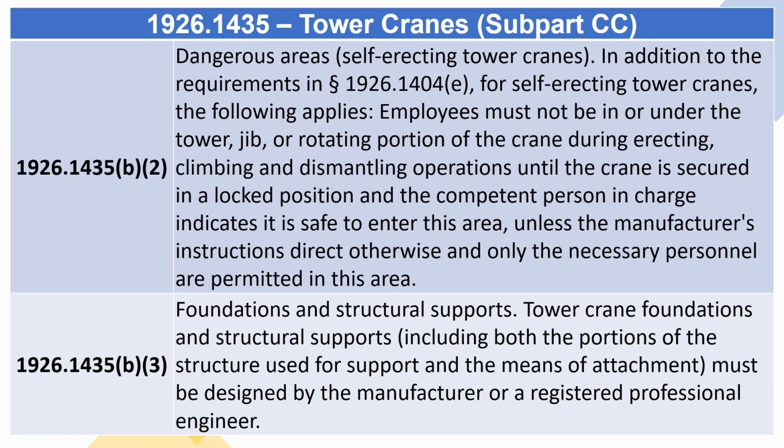1926.1435(b)(2), Dangerous Areas, Self-Erecting Tower Cranes. In addition to the requirements in Section 1926.1404(e), for self-erecting tower cranes, the following applies: employees must not be in or under the tower, jib, or rotating portion of the crane during erecting, climbing and dismantling operations until the crane is secured in a locked position and the competent person in charge indicates it is safe to enter this area, unless the manufacturer's instructions direct otherwise, and only the necessary personnel are permitted in this area.